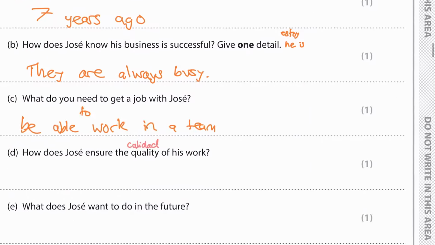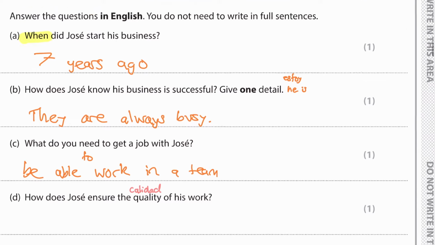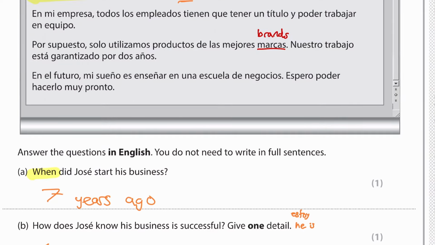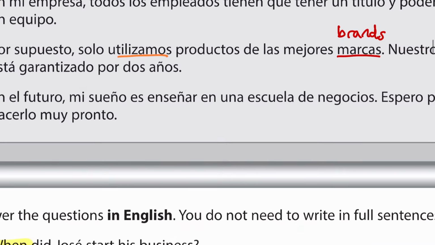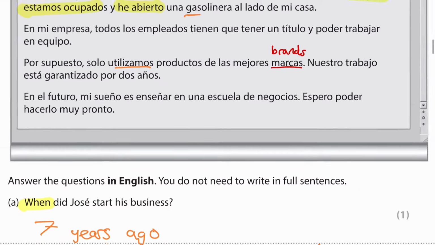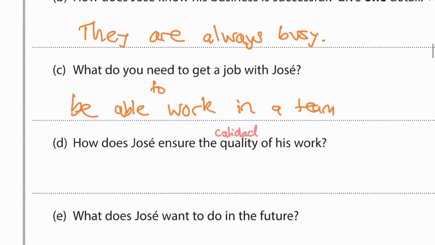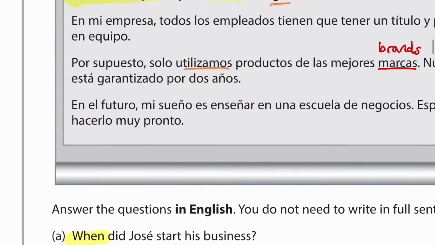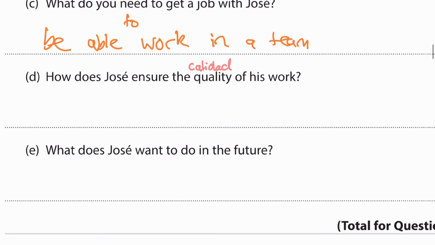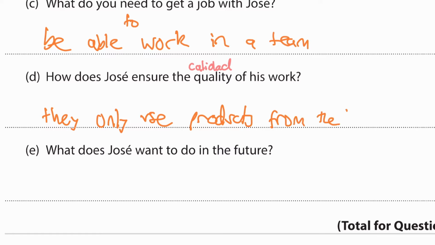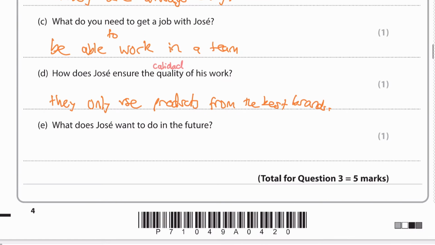Okay. So how does Jose ensure the quality of his work? Let's use the first reason. I think you can give either one here. They only use, utilizamos, so we becomes they. They only use the best products from the best, I'm going to say brands. There's probably other ways of saying this, shorter ways as well, but I think this will get the mark here.